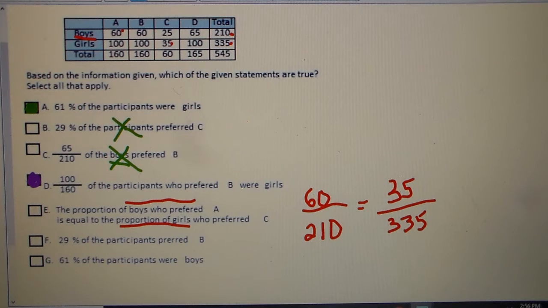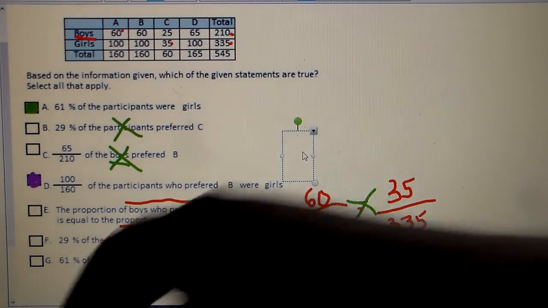This is a proportion, so we can cross multiply. We have 60 times 335, which gets you 20,100, and 210 times 35, that's 7,350. Since those two numbers do not equal each other, I'll type it in there.